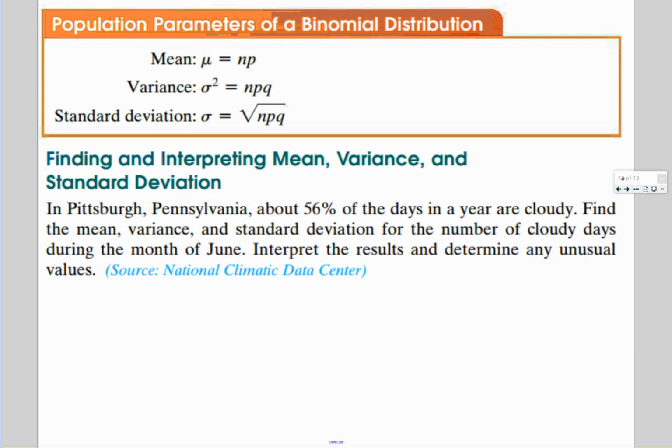Okay, so I need an N, I need a P, and I need a Q. Okay, N is the number of trials. How many trials are there here?